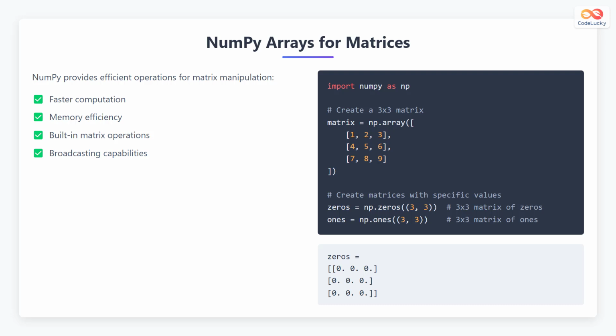To create matrices with specific values, we can assign a variable called zeros to the np.zeros method, passing in a tuple with 3, 3, that creates a 3 by 3 matrix of zeros. Similarly, a variable called ones can be assigned to the np.ones method, passing in a tuple with 3, 3 that creates a 3 by 3 matrix of ones.